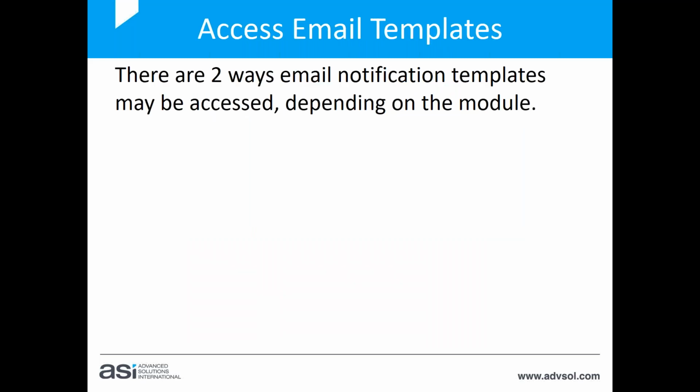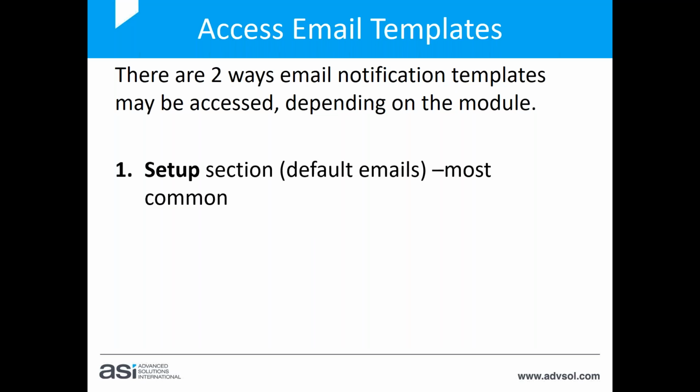Firstly, I want to show you how to access your email templates. There are two ways you can access your email notification templates depending on the module. The first one is under every module, there is a setup section. Usually, I think most modules have a setup section. And this is where you would find the default emails. It's the most common place that you will find the emails to edit. But there may also be an email section within the module itself. So I'll show you both of these.